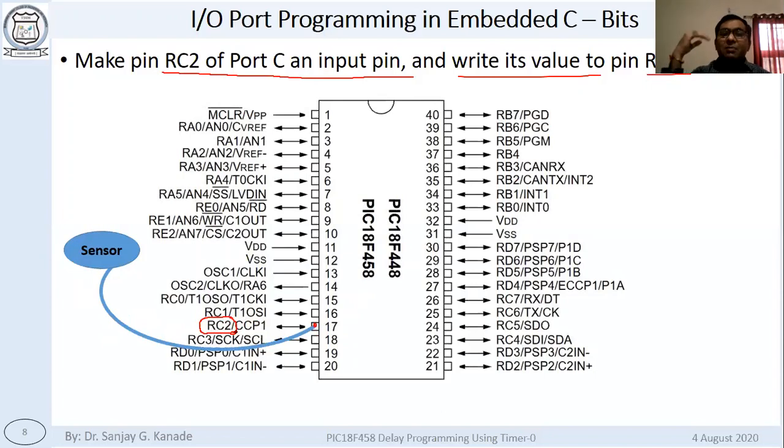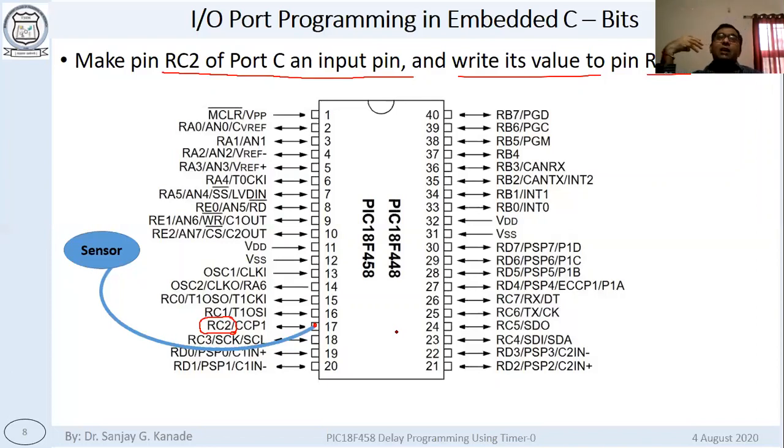This sensor may have a value 1 or 0. For the moment we are only talking about digital values. We will have some analog sensors also that we will see later in the sixth unit. But right now let's concentrate only on digital sensors having digital values. Let's say this is a level sensor which will tell us whether the level is full or not, on or off, that's it. So this value can be 1 or 0, and that is now connected to RC2.